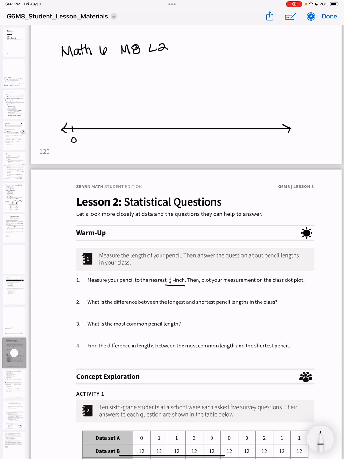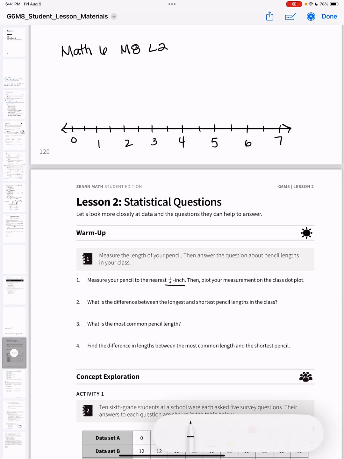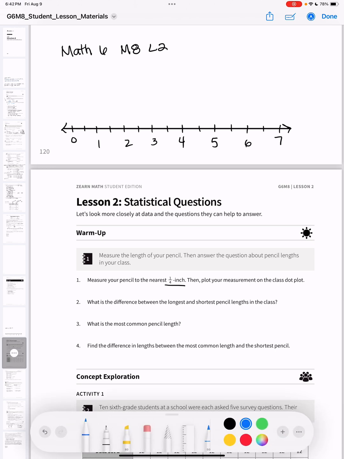So we have 0 to 7, because that's the data that I have. So we have 1, 2, 3, 4, 5, 6, 7. And then within that, we are going to do half marks. And then it does say to a quarter of an inch, so we can do quarter of an inch marks too, although none of our data gets to quarter of an inch today.